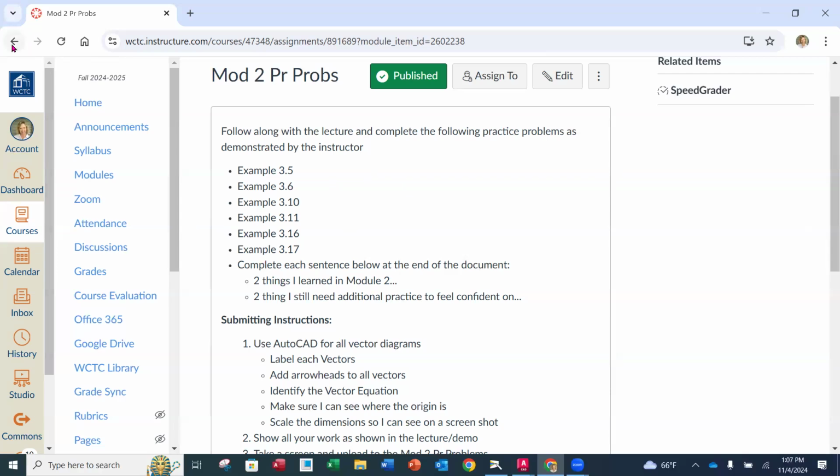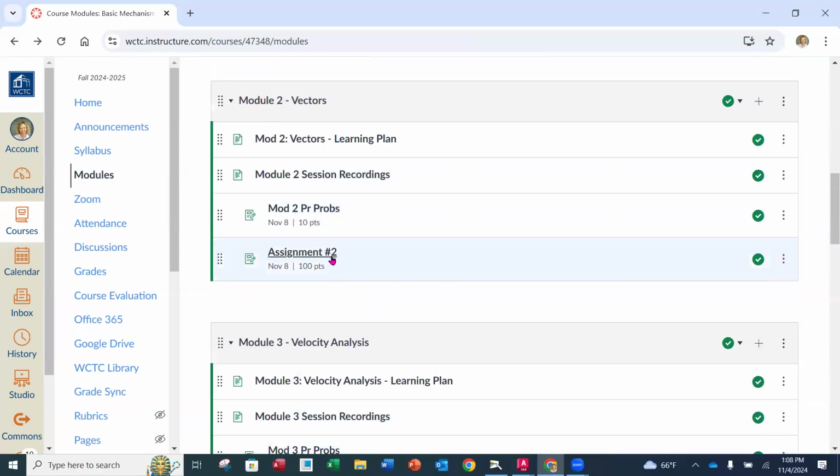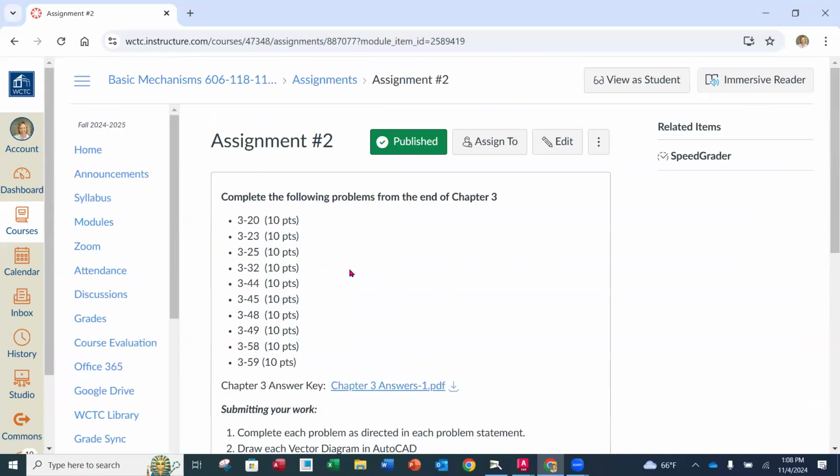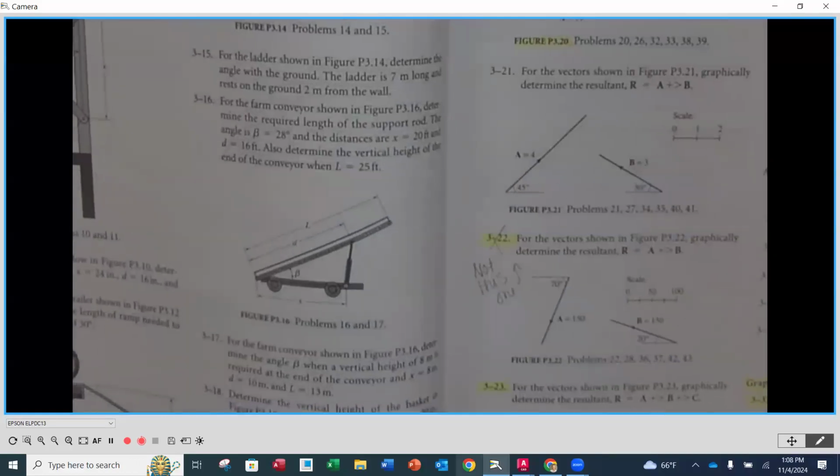Okay. So then let's go back and look at assignment number 2. Assignment number 2 is going to be problems from the end of chapter 3. Okay, and there's quite a few here. All right, so there's a little bit of work. So let's go to, we're starting with 20. Let's go to page 69. Page 69. So I'll go underneath here.